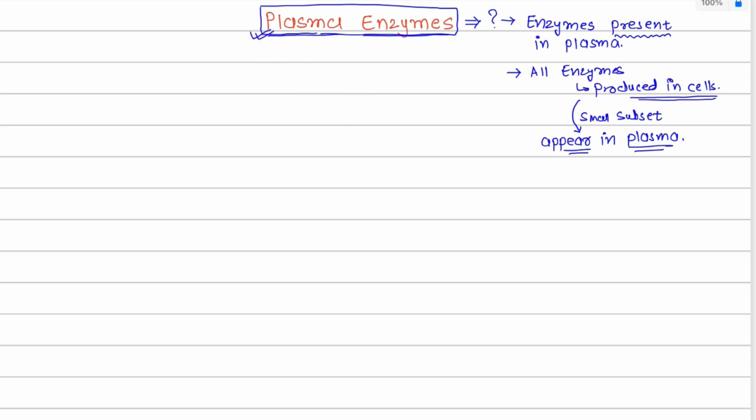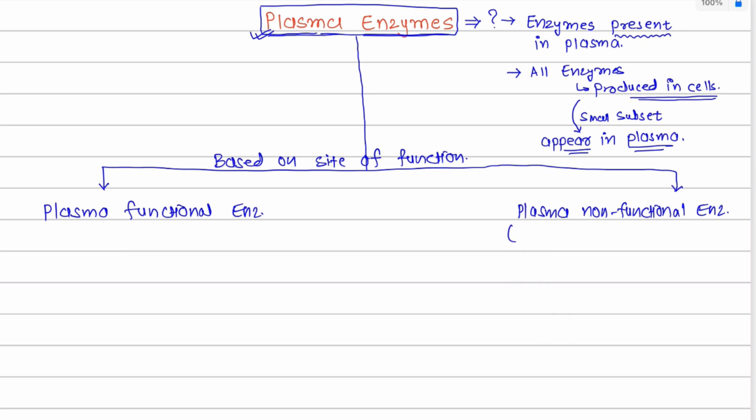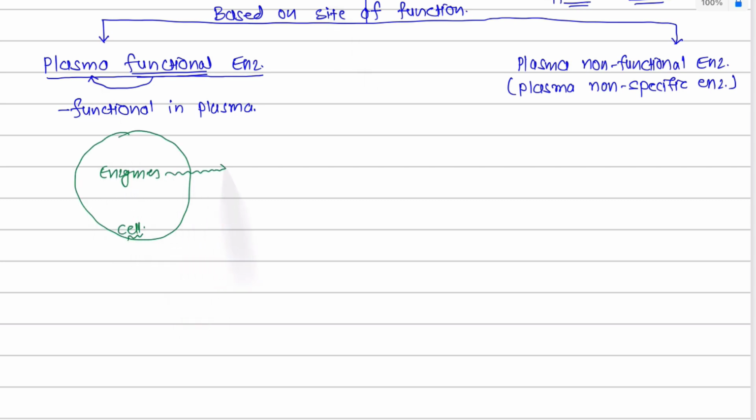Now, plasma enzymes can be divided into two groups based on their site of function. The first group is plasma functional enzymes and the second group is plasma non-functional enzymes, which is also called plasma non-specific enzymes. Let's first look at plasma functional enzymes. As the name suggests, they are functional in the plasma, meaning they have a specific function there. Once these enzymes are synthesized by the cells, they are actively secreted into the plasma because their primary function occurs in the plasma. Therefore, the activity of this enzyme is generally higher in the plasma compared to the tissue.